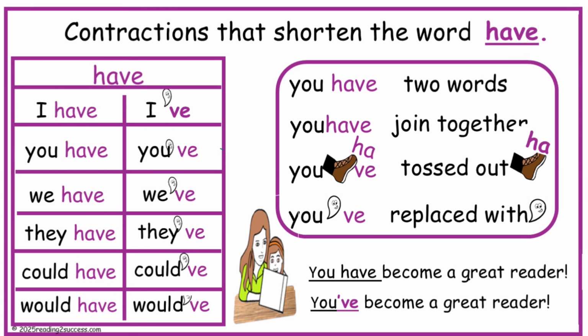Now with kids, go over the steps that make the contraction. Two words joined together. The letters H, A are tossed out and replaced with an apostrophe.